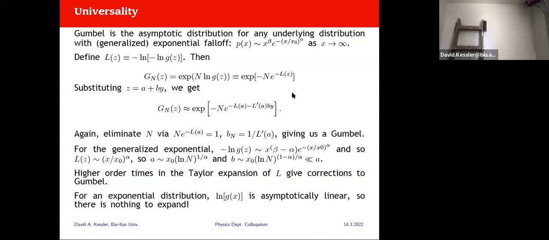Okay, now you should know also that for an exponential distribution, log g is asymptotically linear. So there's really nothing to expand. So this process works fantastic for one example, things with an exponential tail. And that will be important to us in a few minutes, but it's something that you should know. Whereas just the Gumbel answer by itself is approximate for a Gaussian. For an exponential, it's spot on.